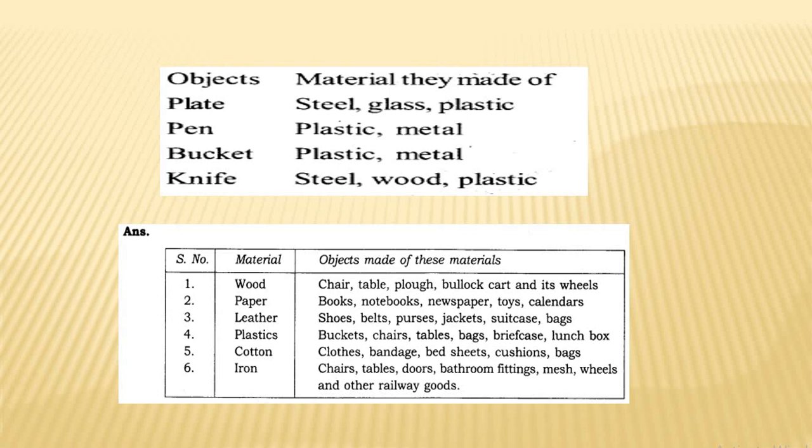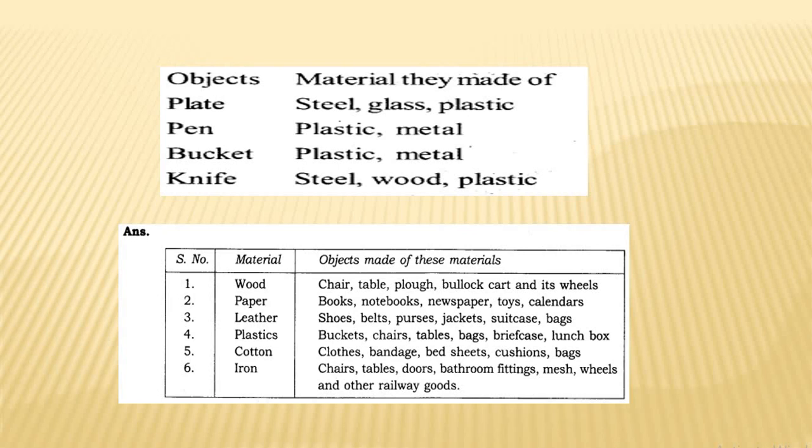We can write bucket. The material it is made of? Plastic and metal. Yes, the bucket is made up of plastic as well as metal. Knife is the object. And what is the material it is made up of? Steel, wood, and plastic. Yes, knife is made up of steel, wood, and plastic. And what about table 4.2?